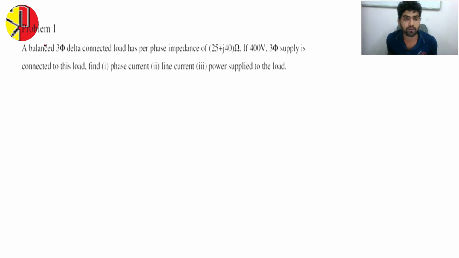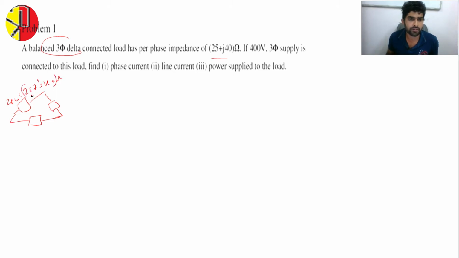The first problem: a balanced three-phase delta connected load has a per phase impedance of 25 plus j40 ohm. I'll be drawing the diagram now. Delta connected load, right? This is delta. So Z phase is given as 25 plus j40 ohm, right? This Z phase is equal for this phase and this phase, okay?